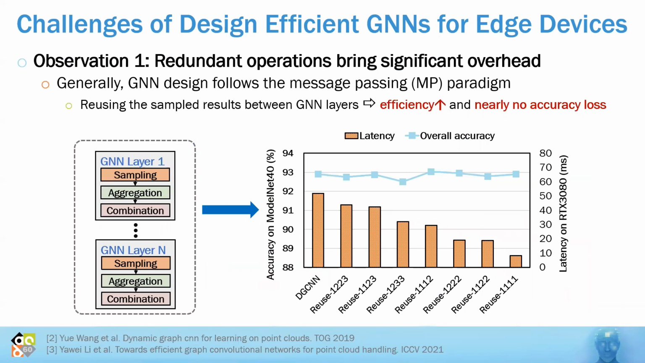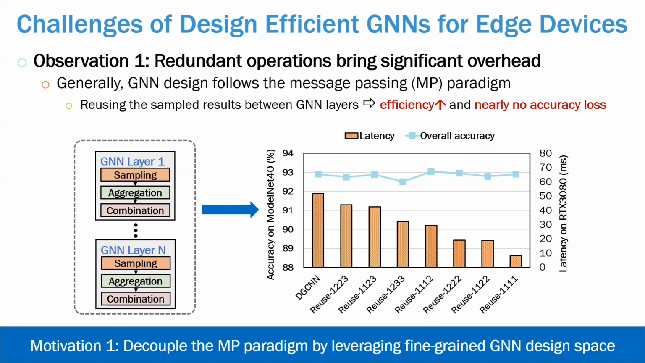However, this design method will lead to redundant operations in the GNN model and introduce some additional overhead. For example, reusing the results of sampling operation between layers of the DGCNN model does not bring about a significant decrease in accuracy, but greatly improves computation efficiency, which proves the existence of redundant operation in the model design. Therefore, it inspires us to decouple the message passing paradigm by using the fine-grained GNN design space to help reduce redundant operations.